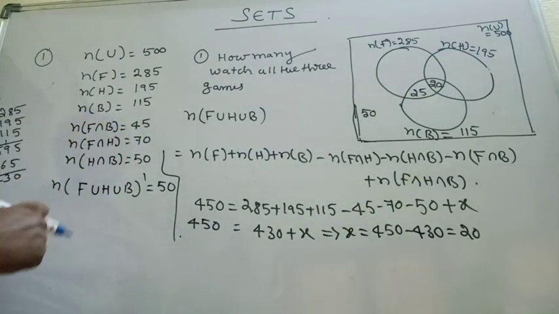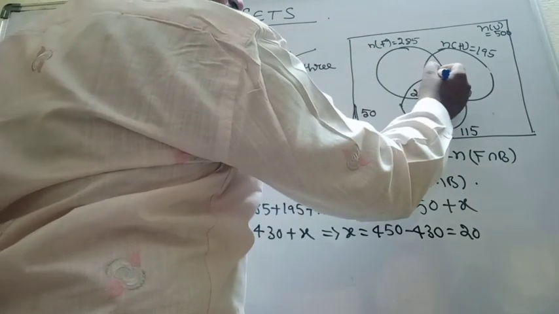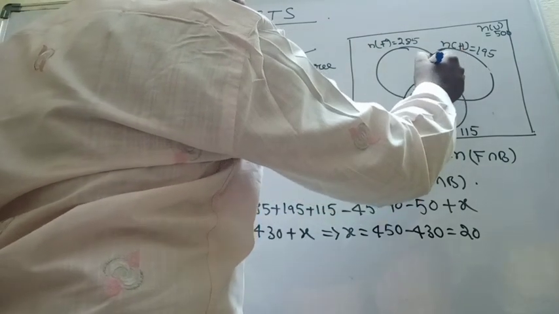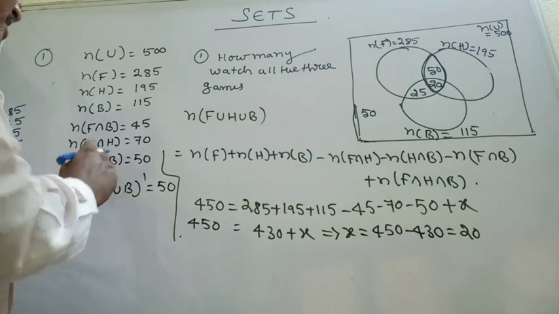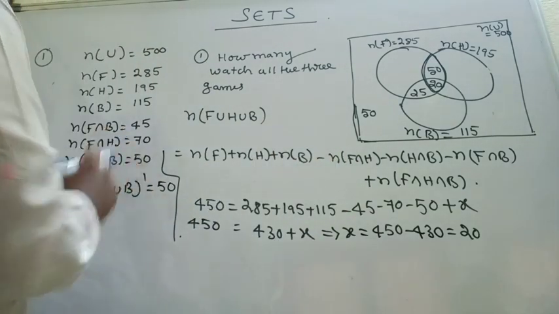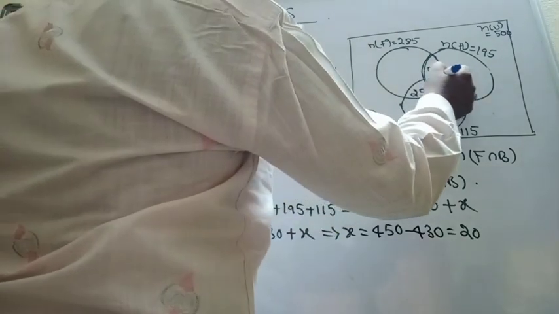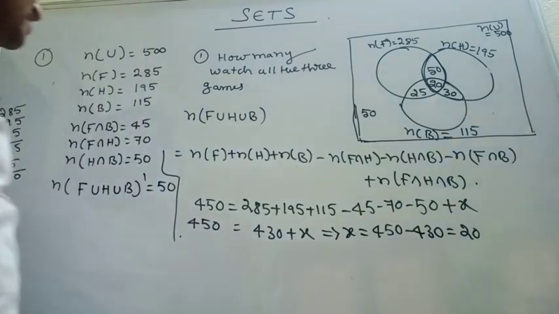F intersection H is 70. 70 means already 20 is there, so here 50 you will have, because F intersection H is this total 70. Already 20 is there, therefore that will become 50. Next, H intersection B is 50. Already total you have here 20, therefore you will have here 30, right, my dear students? 30 you have got here.